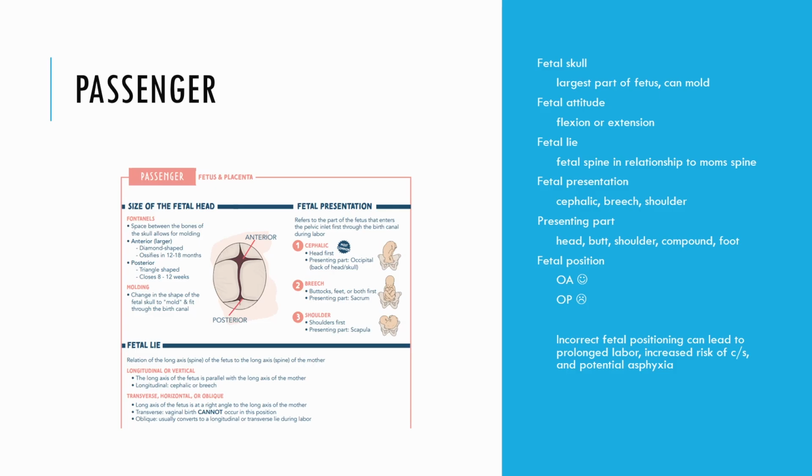OP would mean that baby's occipital bone is on mom's posterior. So if baby were to come out this way, OP, its face would be looking up more at mom's urethra. So the best position for baby is OA. That's the easiest way for it to fit within mom's pelvis, and leads to less pushing effort. You can deliver OP, but it's a lot more difficult, and pushing can take a little bit longer.